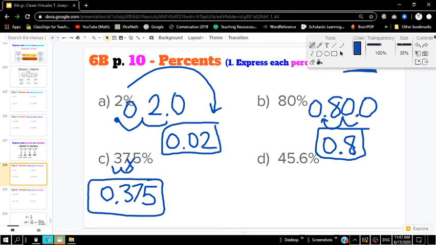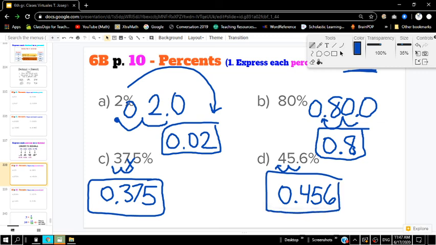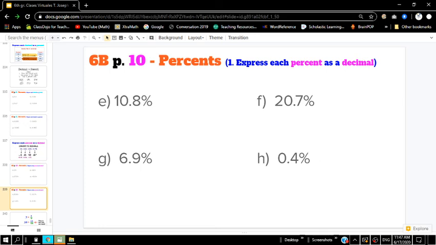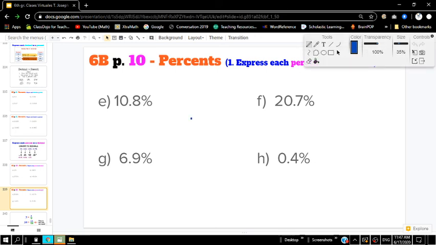All right, hopefully you paused it. If you move your decimal point over 2 spots to the left, then you're going to come up with 0.456 as your decimal. All right, good. Let's go to letter E. I think these ones are pretty simple, pretty self-explanatory. I am going to just quickly do the answers to show you. If you'd like to pause the video, go ahead and pause it, do these questions, and then check your answers at the end.